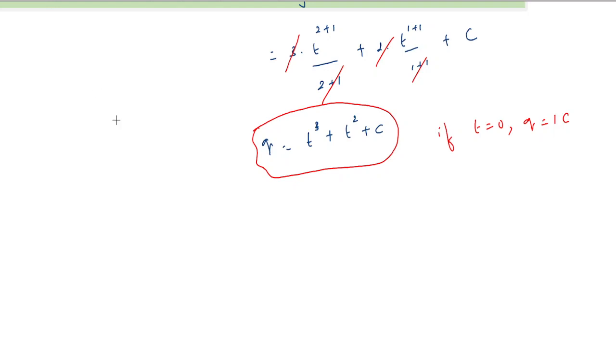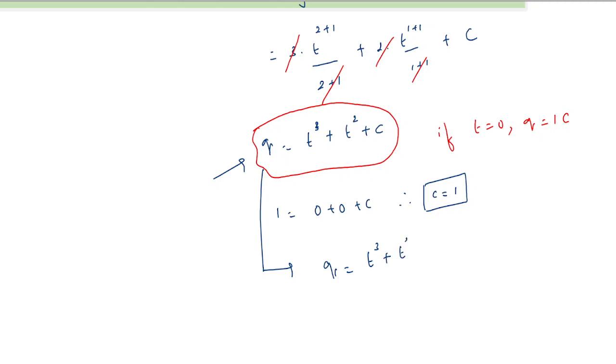When we put it back here, then what we get is 1 coulomb, that is the charge when t is 0. So it becomes 0 plus 0 plus c. So this implies c is equal to 1. Now we know what is the constant of integration. So putting it back finally, we get q is equal to t cube plus t square plus 1. So this is the required form for charge.